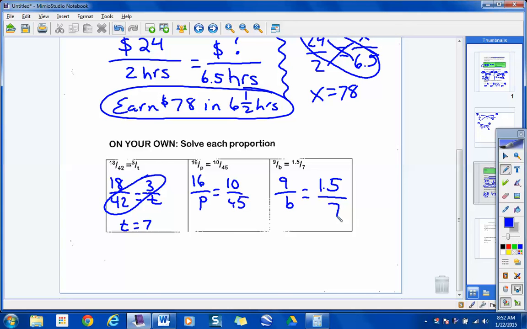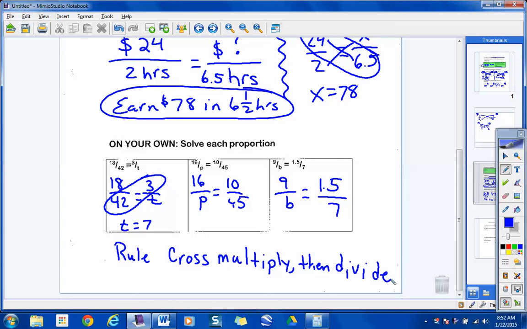Okay. And guys, maybe I should write this right up here. Solving your proportions. The rule is to cross multiply, then to what? Divide. Cross multiply first, then divide. Okay, so I'll give you about 30 more seconds on this. Almost done, Bree. Okay, cross multiply, then divide.